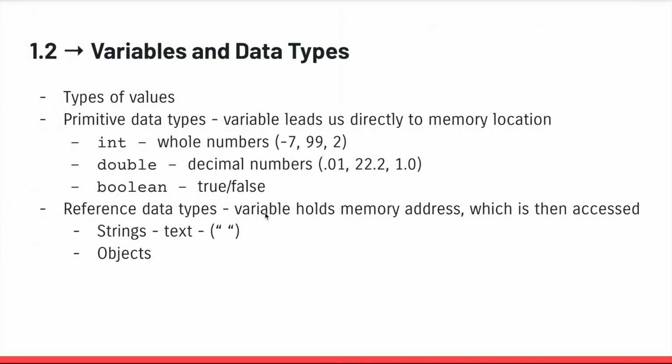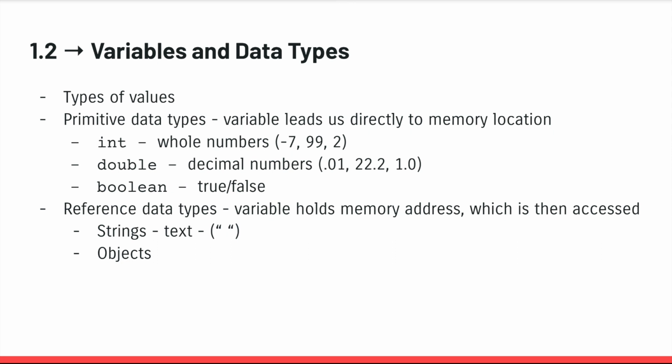We also have reference data types. Now, reference data types are a little bit more complex, but the main difference with primitive data types is that variables are pointing to a memory location. With reference data types, our variables are pointing to another piece of data. So that's the main difference between them.